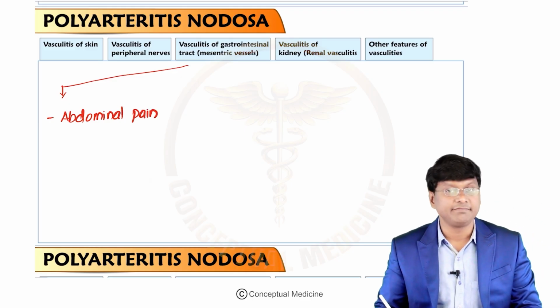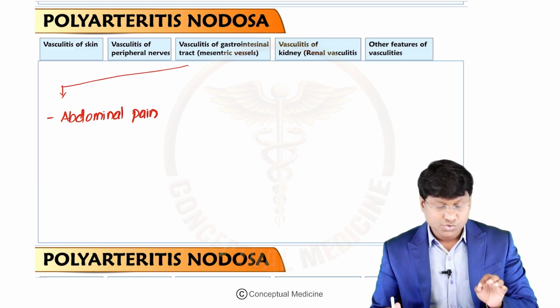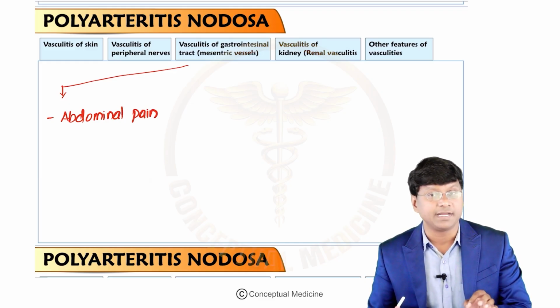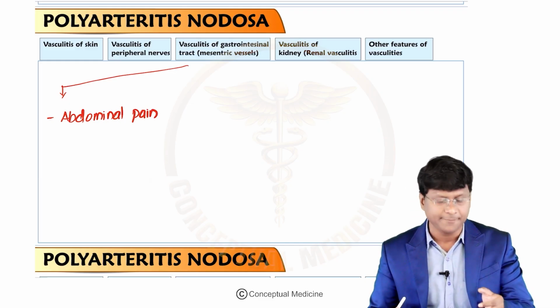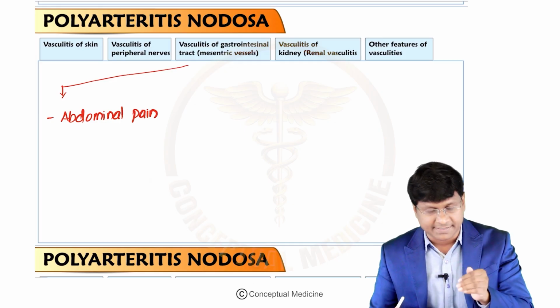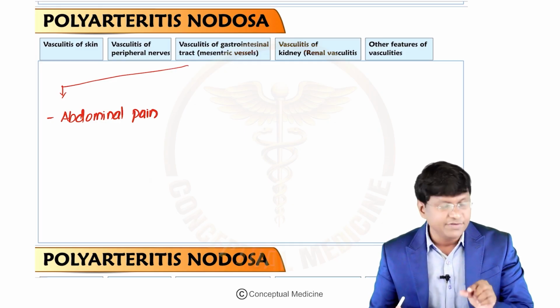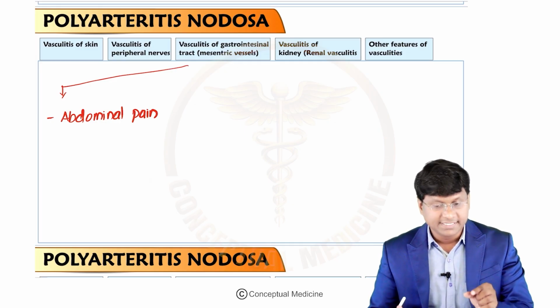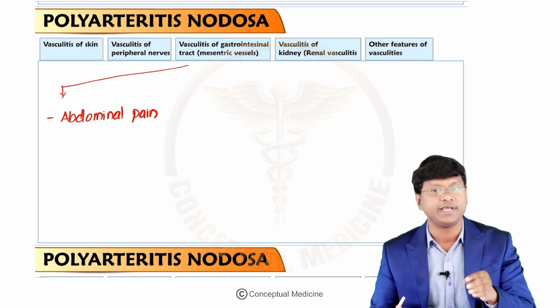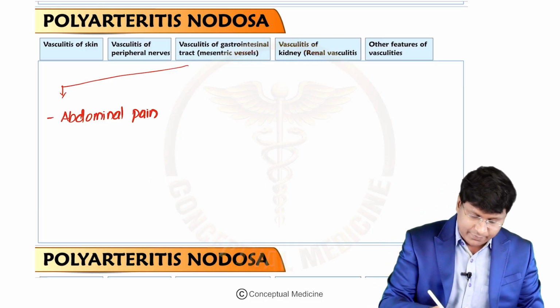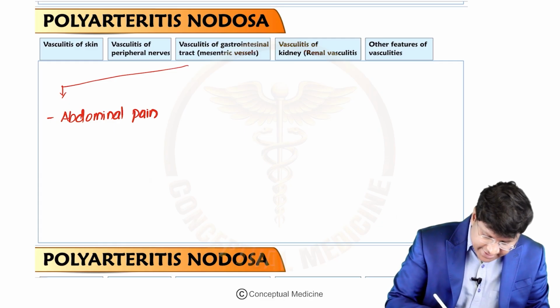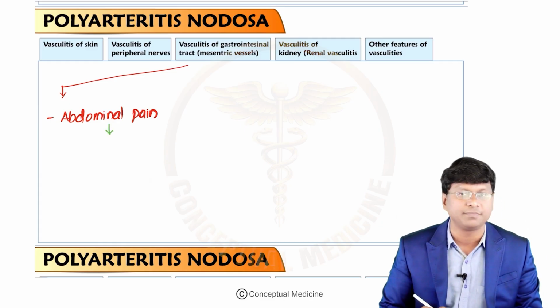The individual will have abdominal pain. Why is this particular abdominal pain, or when does it occur? Mesenteric vessels are the vessels which supply your GIT, and because of the inflammation of these mesenteric vessels, the blood supply to the GIT will be reduced, and the individual will have abdominal pain. And when is the time of this particular abdominal pain?